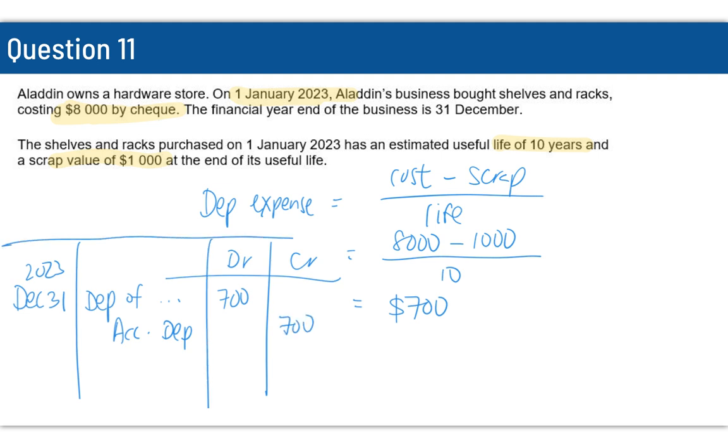Part A also asks whether using the straight line or reducing balance is more appropriate. So this is dependent on the usage pattern. For shelves and racks and other fixtures and fittings, where you use them the same way every year, the benefits are the same every single year. It is more appropriate to use the straight line method because it assumes that the benefits are equal over the life of the shelves and racks.